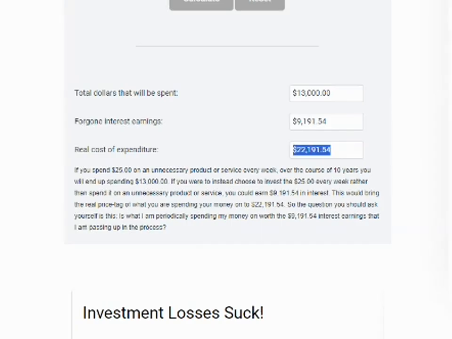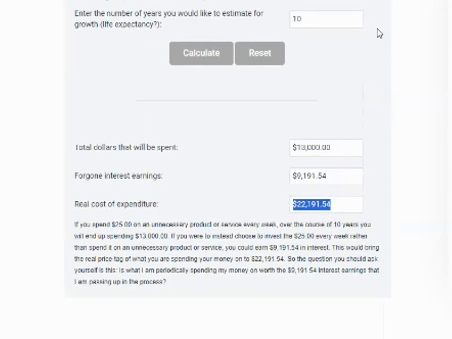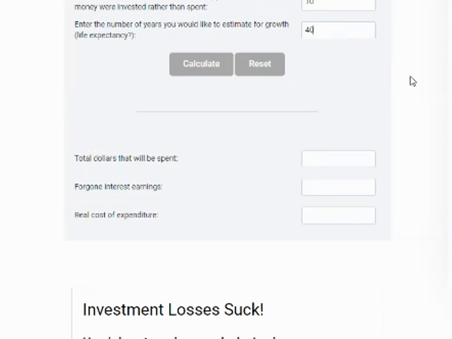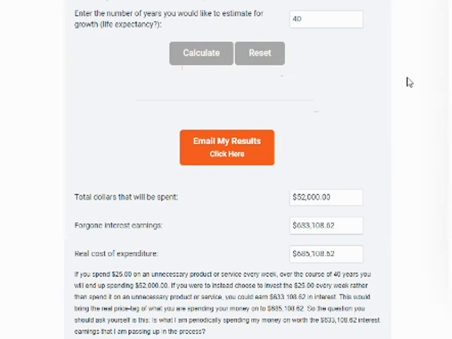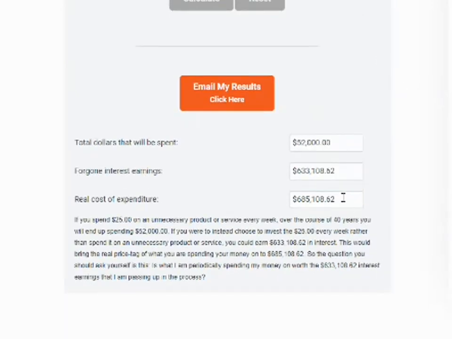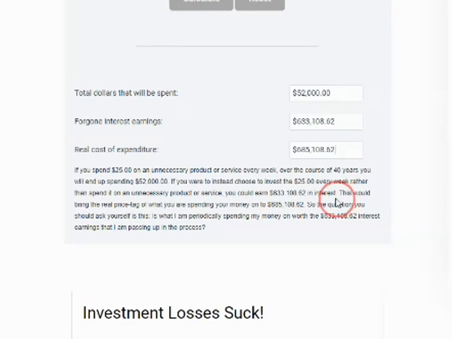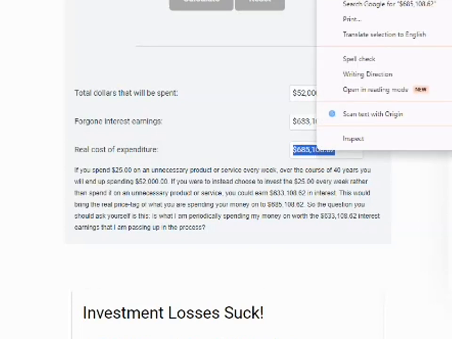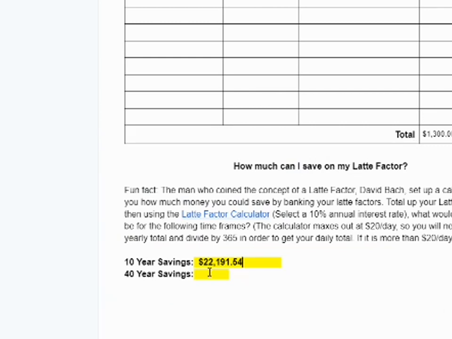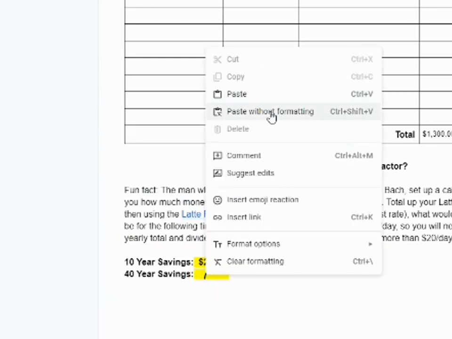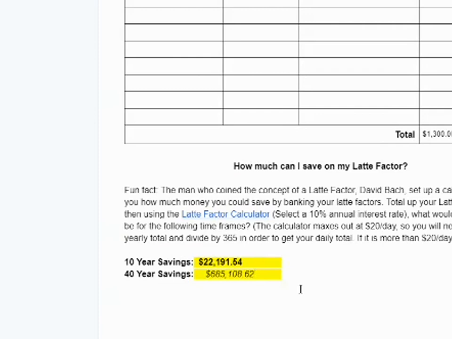Let's go back to the latte calculator. And the only thing we're going to change is this number here. So instead of 10 years, put in 40 years. You guys are young. You're going to work for a long time. Hopefully it's something you enjoy and love. Click calculate again. And now look at it. That $25 every week for 40 years is almost $750,000. 685,000 plus. So again, I'm going to copy this number, go back here, right click, paste without formatting, done. That's a lot of money.